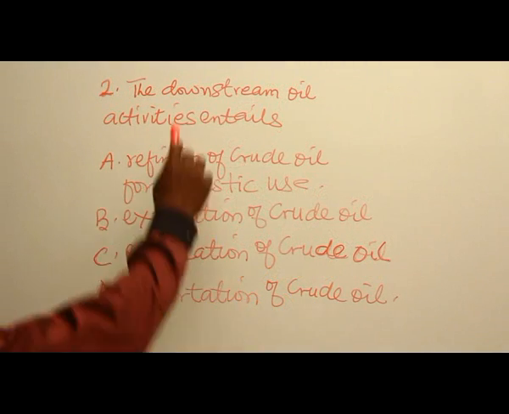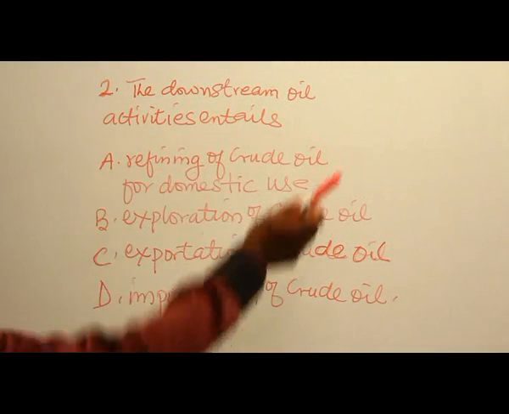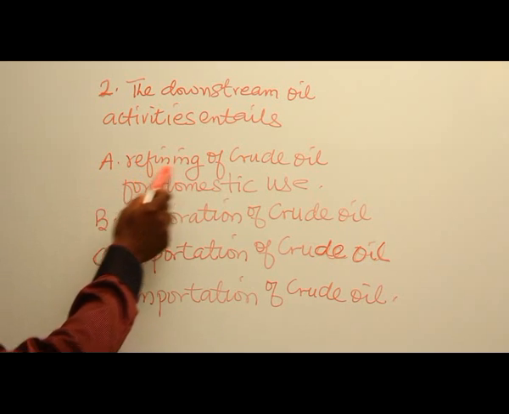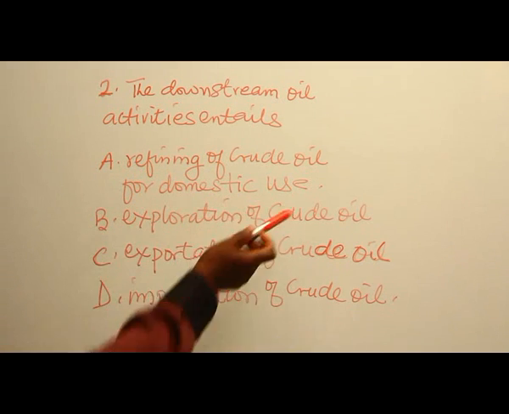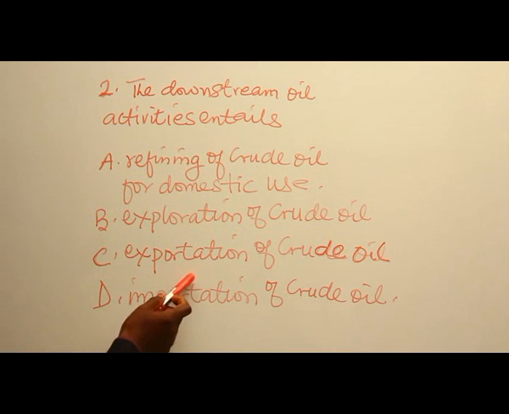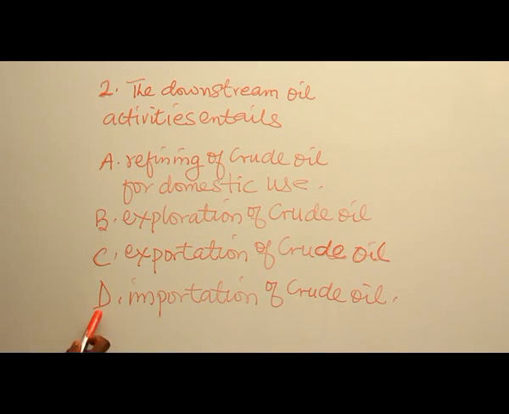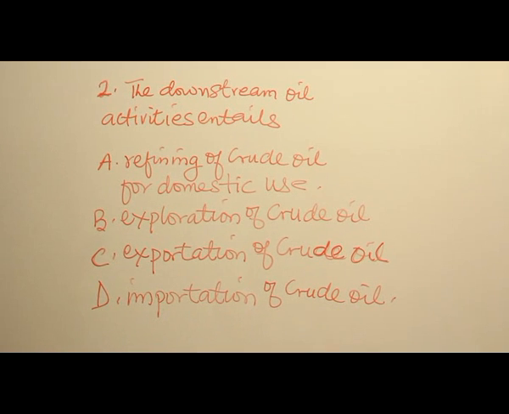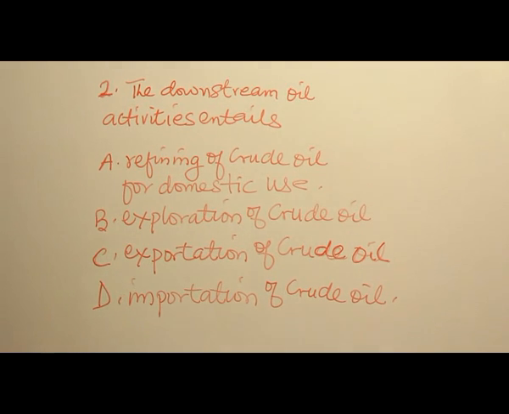Question 2. The downstream oil activities entail: A, refining of crude oil for domestic use; B, exploration of crude oil; C, exportation of crude oil; D, importation of crude oil. Of course, to answer this question 2, we have to know what the downstream oil sector entails. The downstream oil sector entails refining of crude oil.